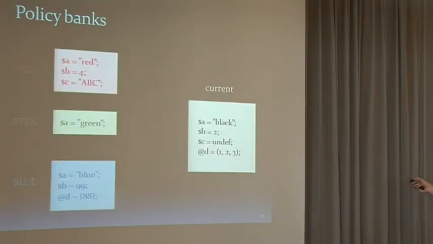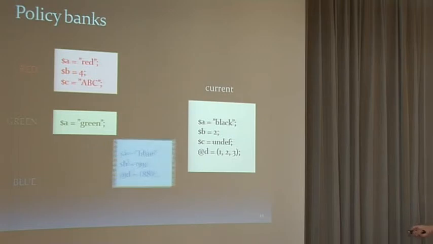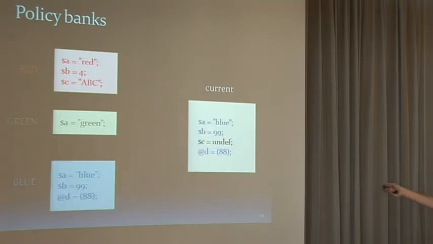Now, here's an example. You have a set of currently valid assignments, variables. These are variables, some scalars. This one contains a string, this one a number, this one is undefined, this one is a list, whatever it is. And then we have 3 policy banks, 3 trays of replacement settings. For example, let's activate the blue one. It gets loaded, and whatever it brought, it is now in the current configuration.